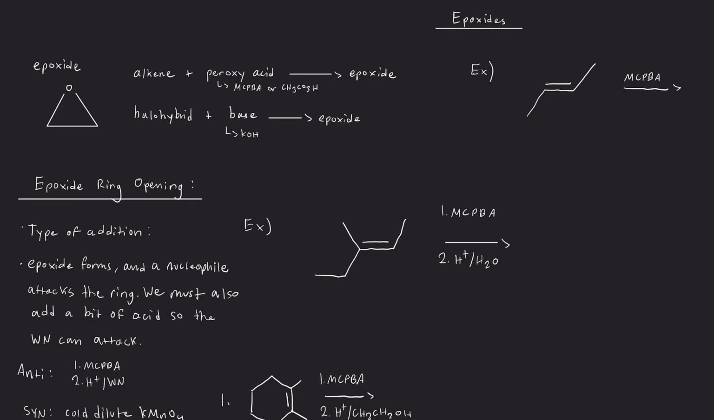Today I'm going to be talking about the synthesis of epoxides and the epoxide ring opening reaction with alkenes. And just to start off, I'm going to be talking about how to make an epoxide. There's two ways to do it.